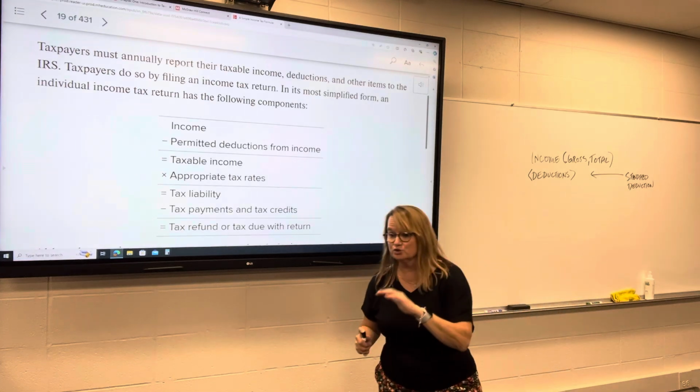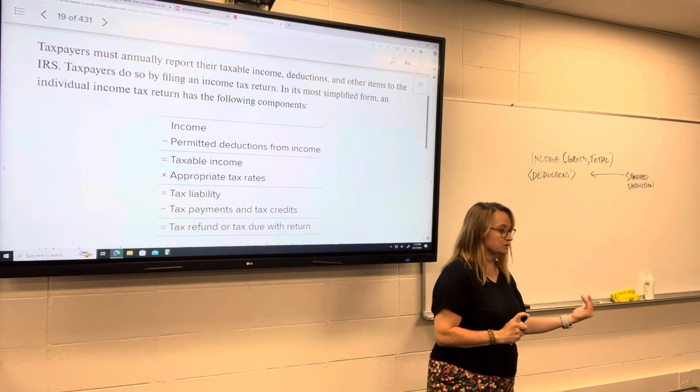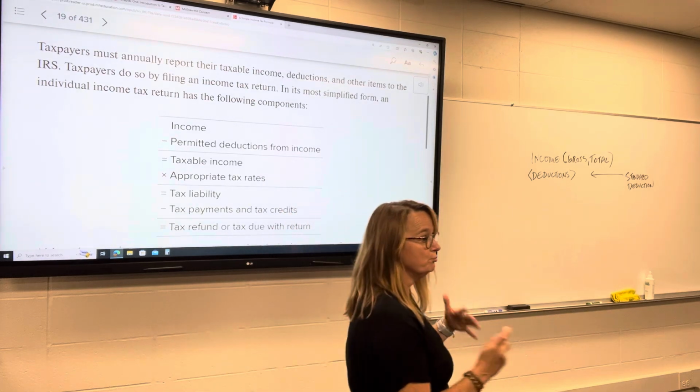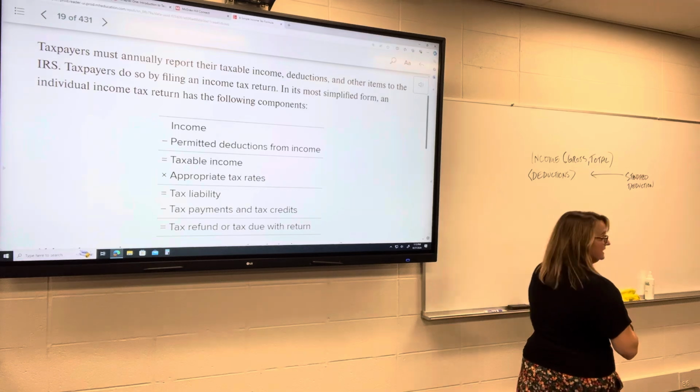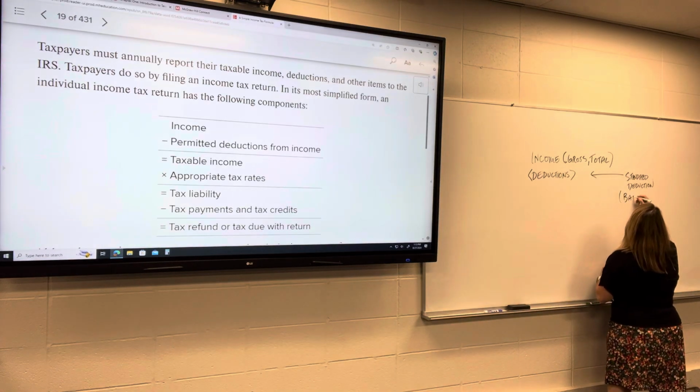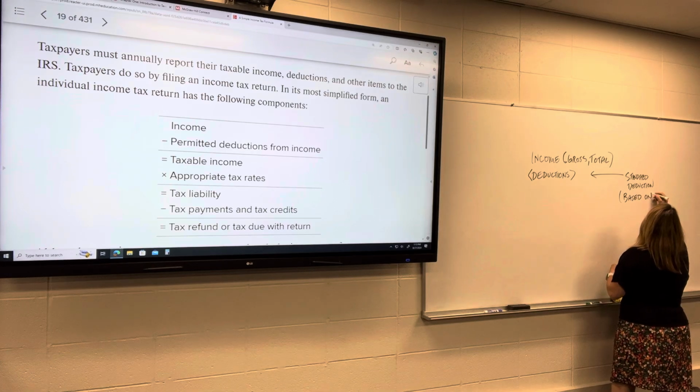Somebody who is married filing jointly is going to have a certain amount of deduction. Somebody who is head of household is going to have a certain amount of deduction, but it's all predetermined if it's the standard deduction. Okay? Again, this is based on filing status.